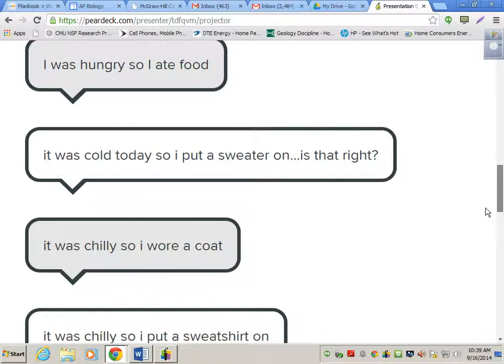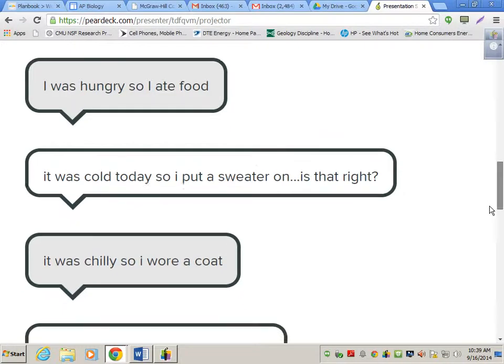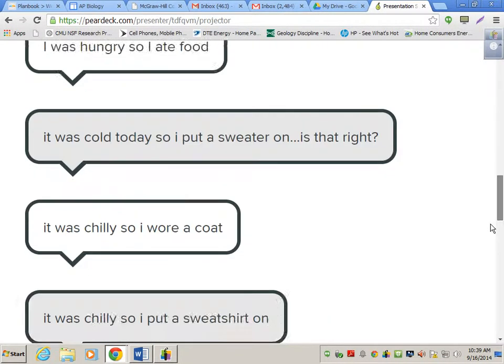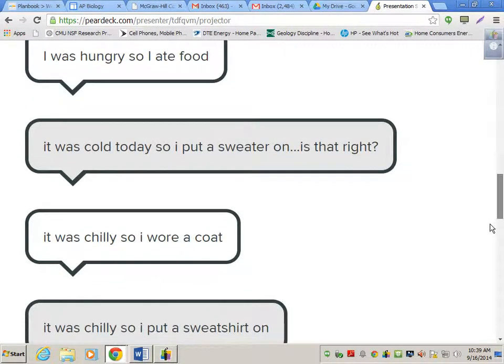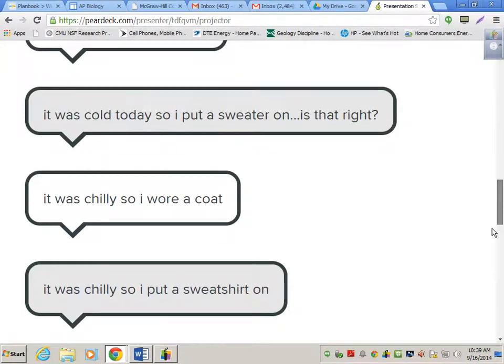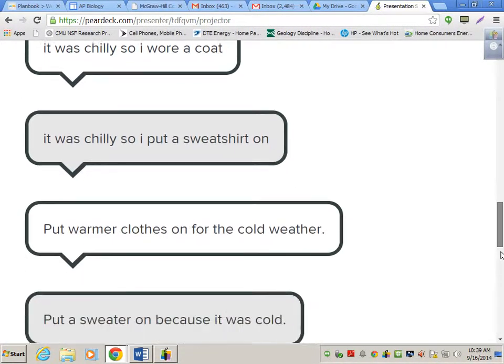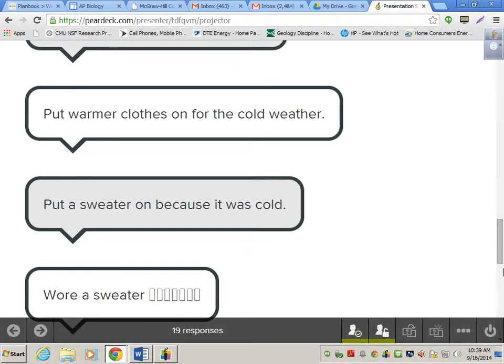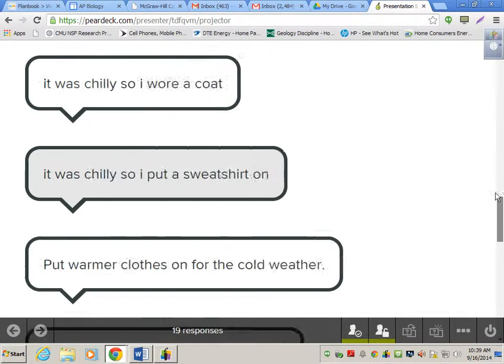Hungry. I like hungry, so you ate food. Okay. All right. Your body was lacking serotonin, and it said, hey, I'm hungry. You better feed me. I'm going to get really angry. Okay. So you fed it. All right. Chilly. Yes. Okay. Wore a sweater. It must have been cold this morning.